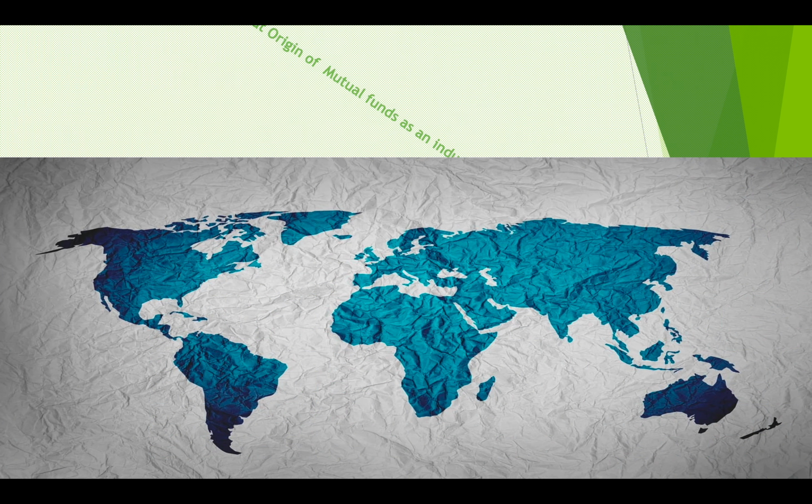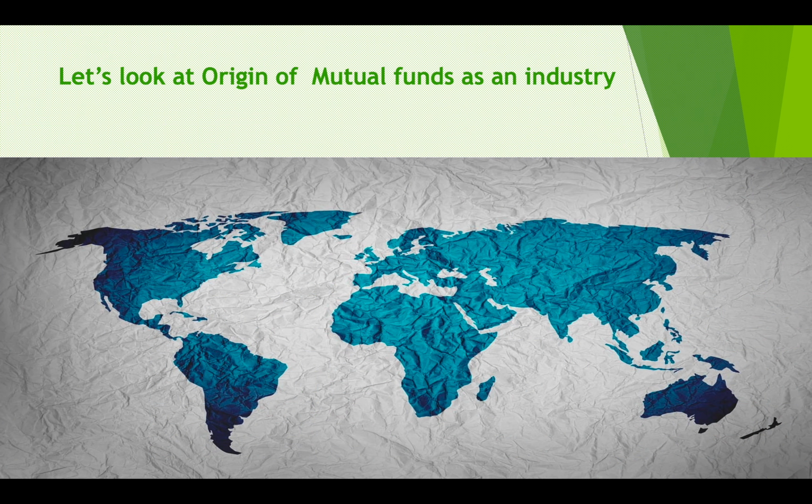Let's look at the origin of mutual funds as an industry. It is a time-tested investment product and it has been around for 100 years. The first modern mutual fund was launched in the US in 1924. It is going to cross a century next year. Do you know when the journey of mutual funds began in India? It was in 1963. India's first mutual fund, namely Unit Trust of India, was established. It has already crossed 60 years in India.